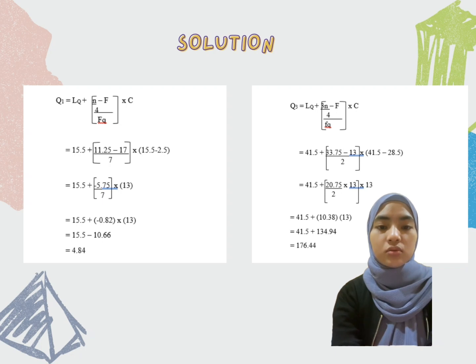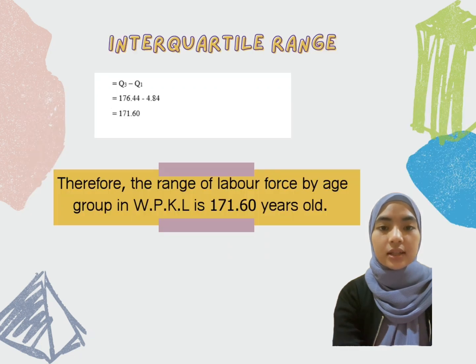Q3 equals LQ plus 3n per 4 minus F, the frequency, divide FQ multiply C, equals 41.5 plus 33.75 minus 13 divide 2 multiply 13, equals 41.5 plus 20.75 divide 2 multiply 13, equals 41.5 plus 10.38 multiply 13, equals 41.5 plus 134.94, equals 176.44.